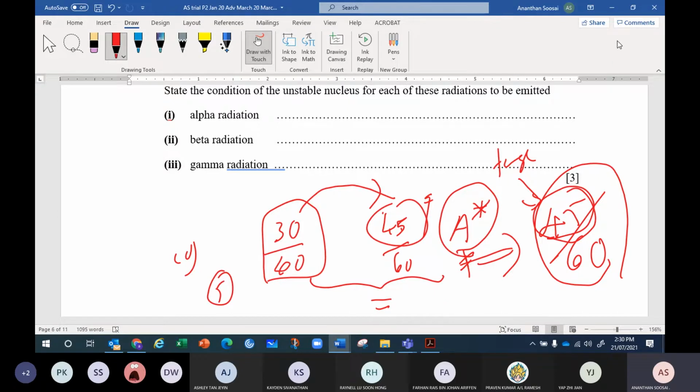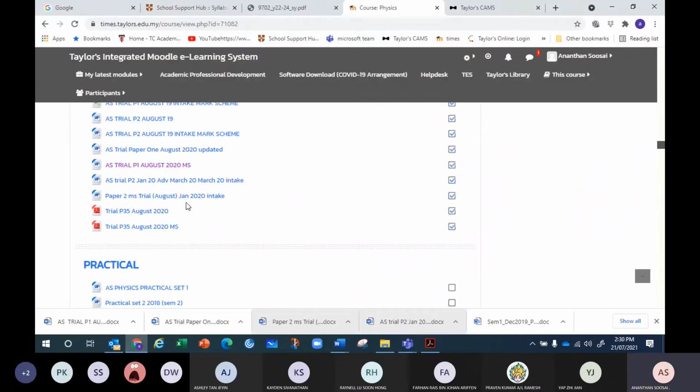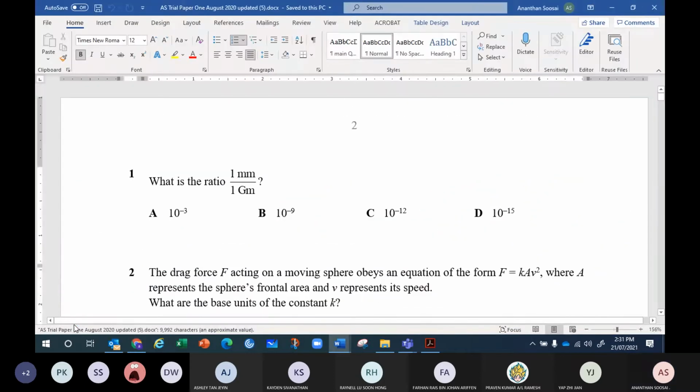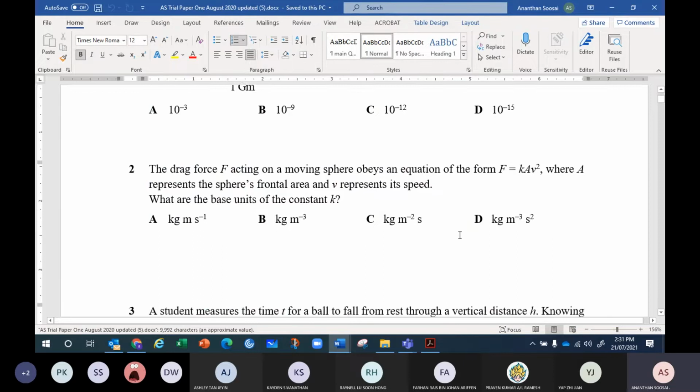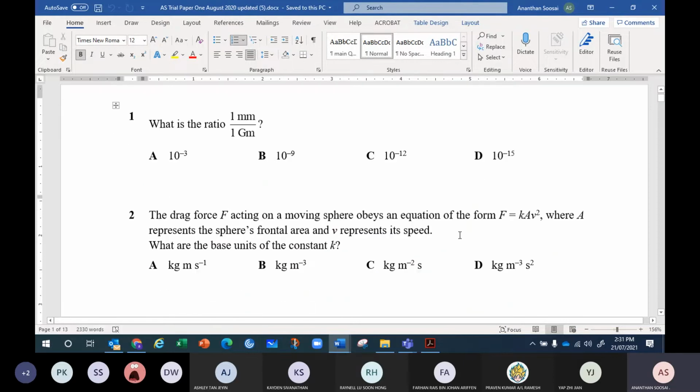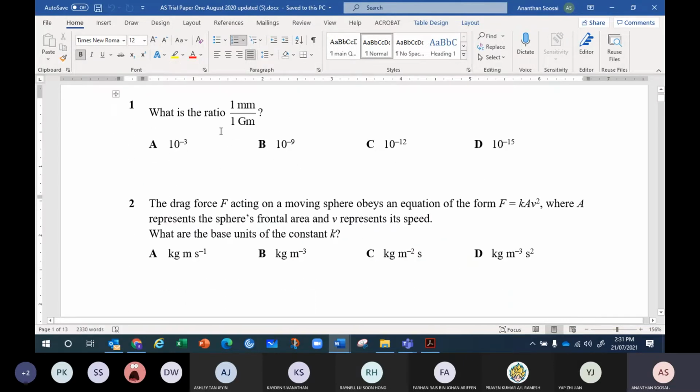Okay, so we go to the next paper, paper 1. Okay, paper 1 is this one, right? Okay, what is the ratio of 1 millimeter to 1 gigameter? Just the first question. Any questions? Got a problem? Yeah. After you're done, check the mark scheme. Don't understand.